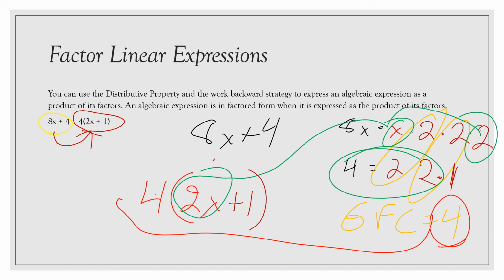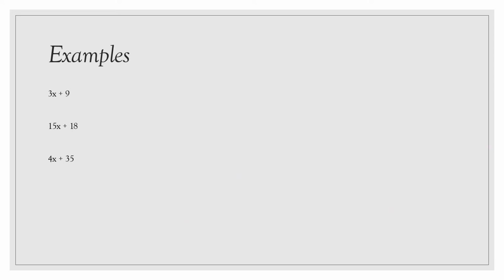So we have factored out the greatest common factor, which happened to be 4 here. That's outside the parenthesis, and then we have what's left inside the parenthesis. And that's how we factor 8x plus 4 into 4 open parenthesis 2x plus 1. So let's try a couple more. 3x plus 9.